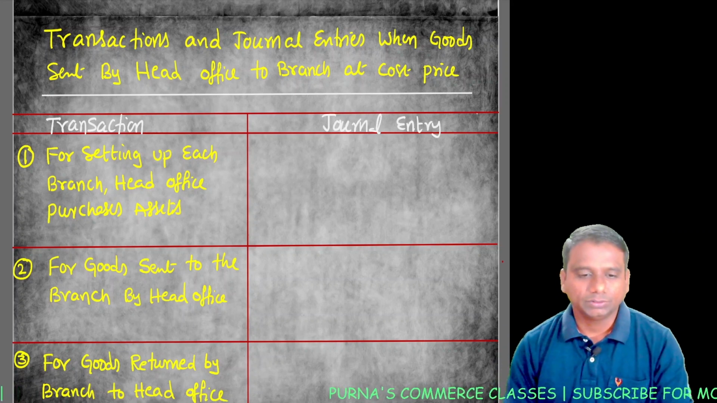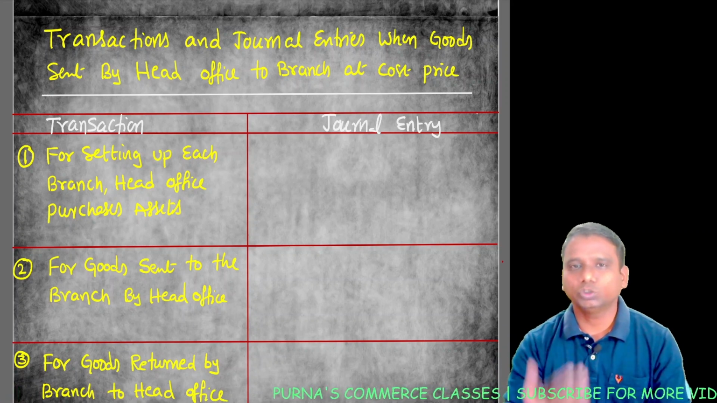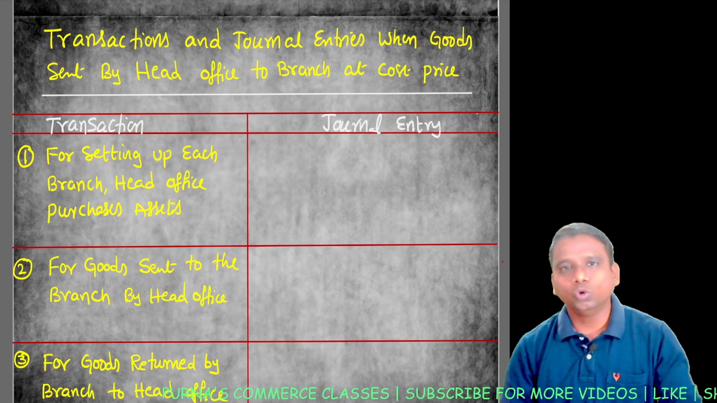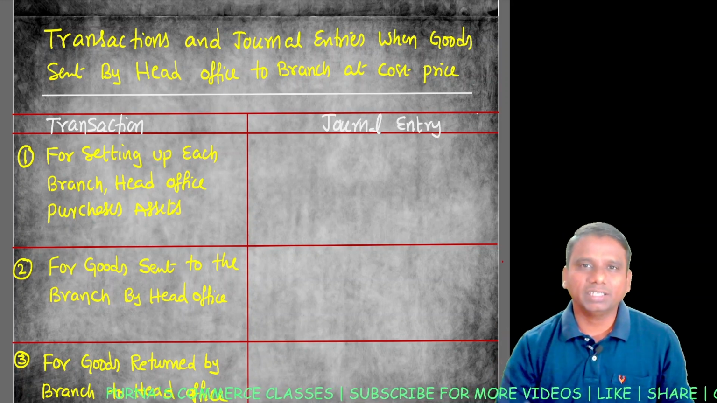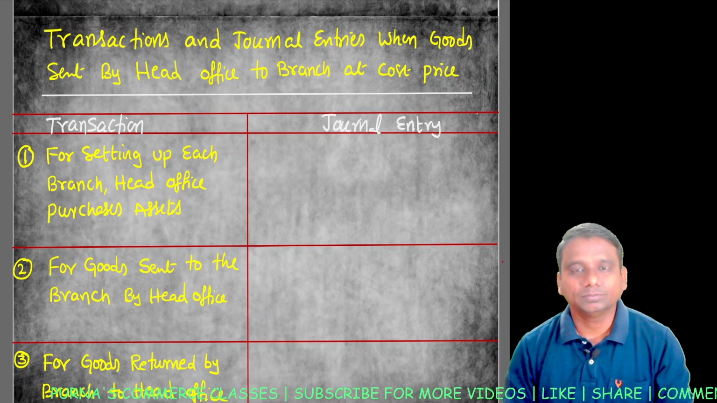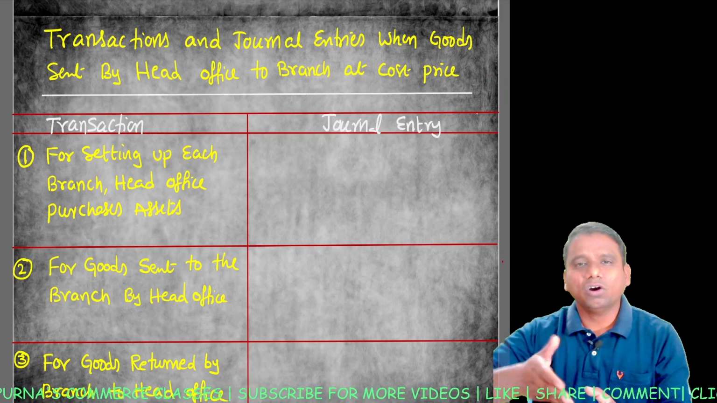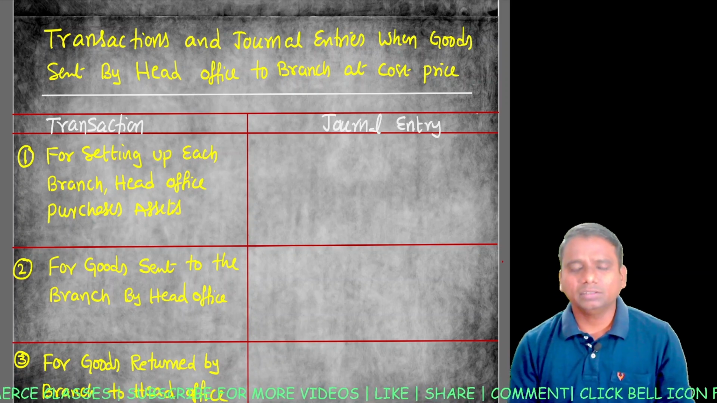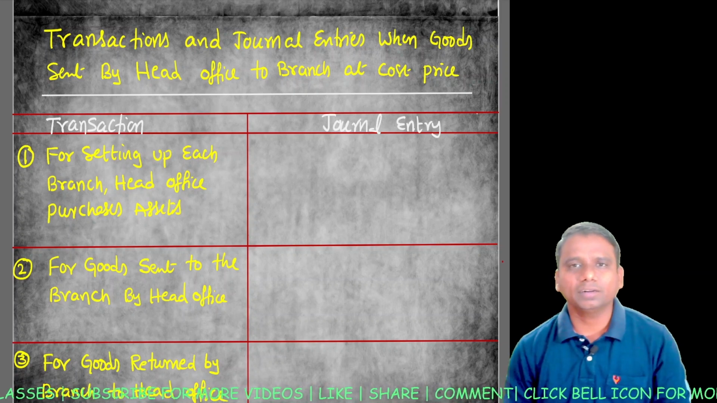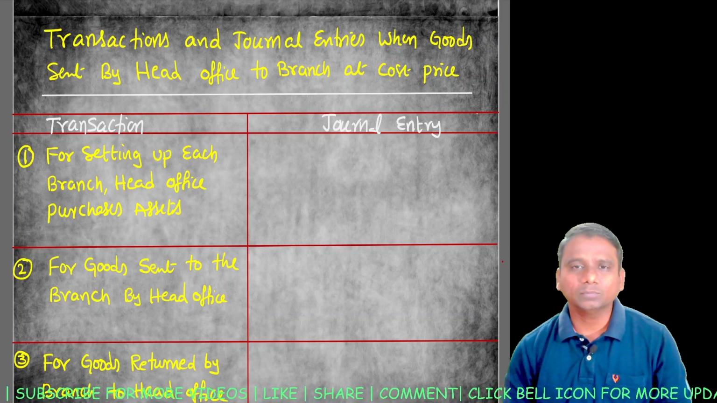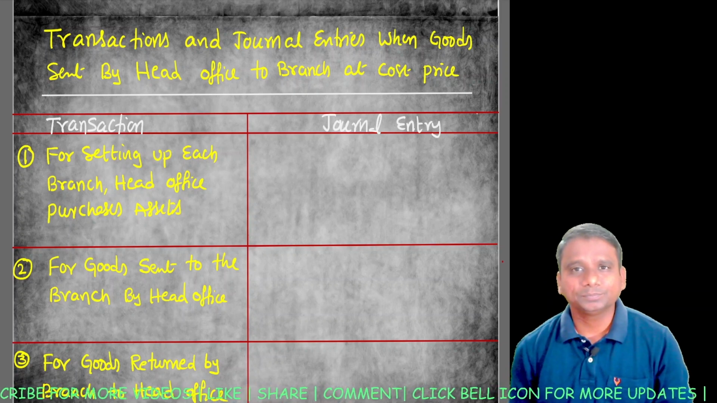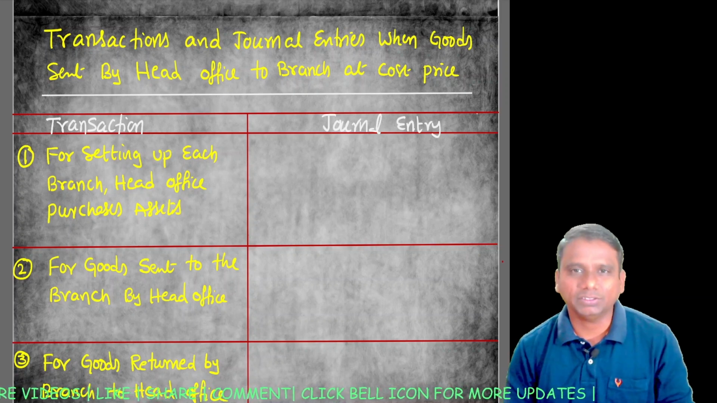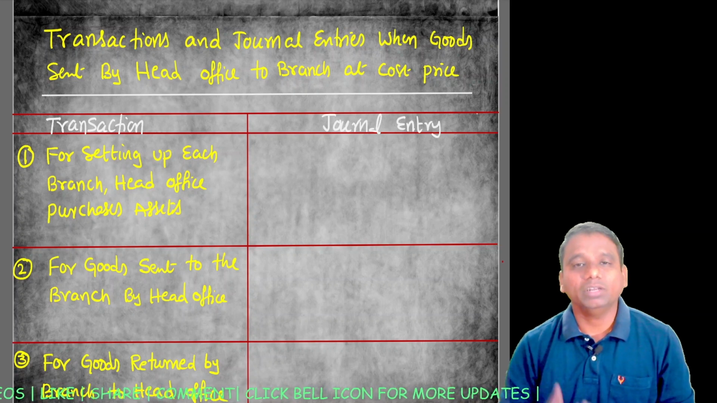What are the transactions and journal entries when goods are sent by the head office to the branch at cost price? To record the entries, you need a transaction. Here the transactions are between head office and branch. See, there are many different transactions between two parties. You may think about the transactions between business and creditor, business and debtor, or business and bank. Here the two parties are head office and branch. So what transactions may happen between them?